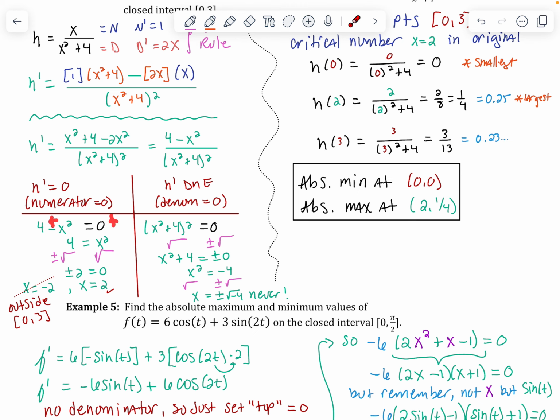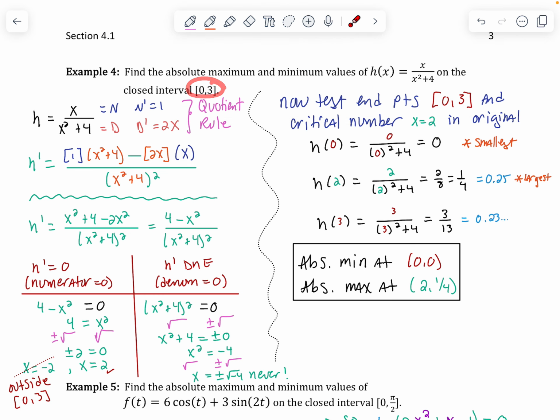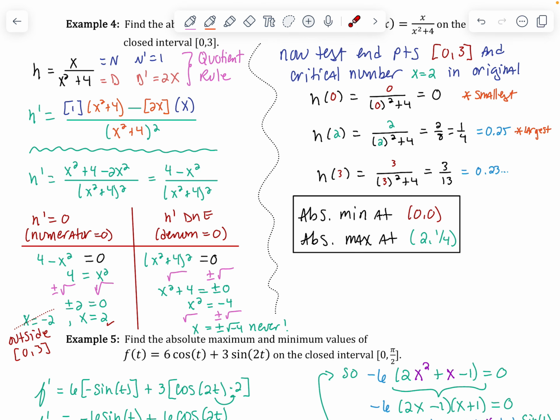So I went ahead and added the x squared to the other side. Because I had a squared, I know I'm going to get two solutions. I'm going to take the square root of the right side and plus or minus the square root of the left side, to give me x equals plus or minus 2. So then what ends up happening is I've got a negative 2 and a positive 2. But remember, positive 2 is outside of my given closed interval. So I will throw that out.